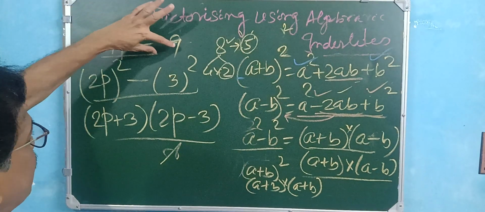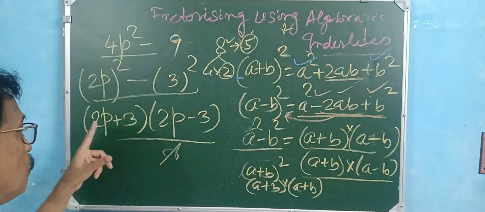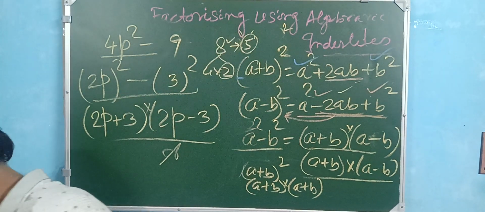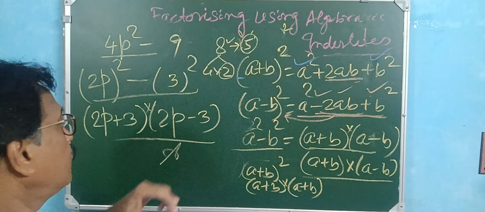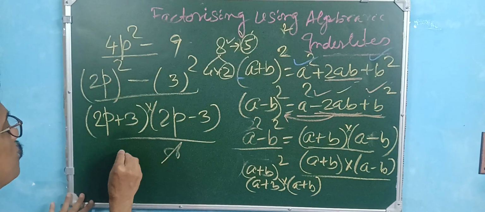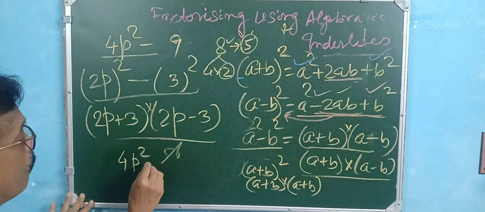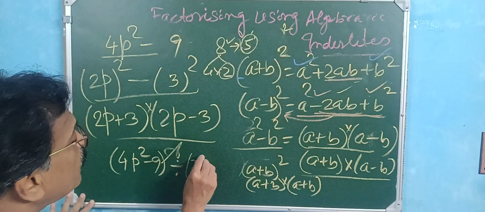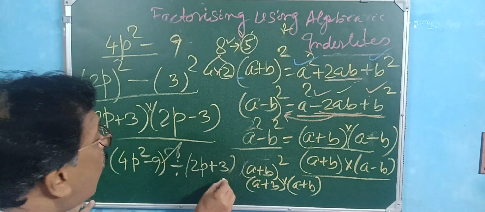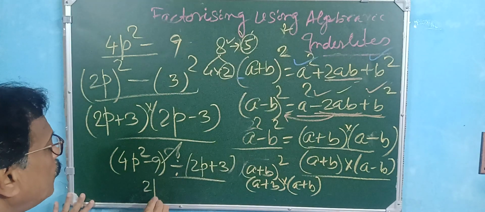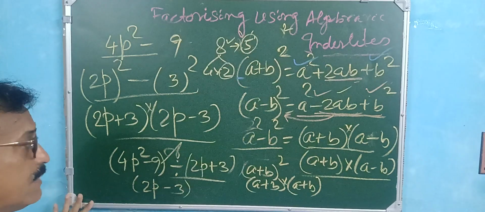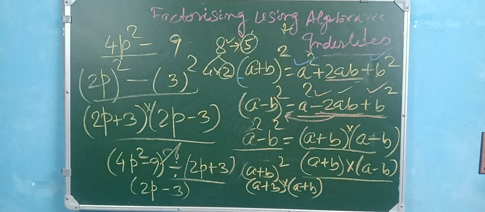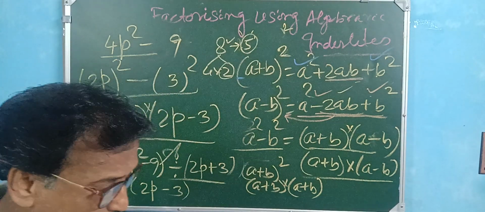So if you factorize this, the answer will be 2p plus 3, this is the multiple relation, and 2p minus 3. Clear? Why? Because if you divide 4p square minus 9 by 2p plus 3, the answer is 2p minus 3. So that is actually the inner meaning of factorization. This is a very important thing, you understand it properly. Clear?